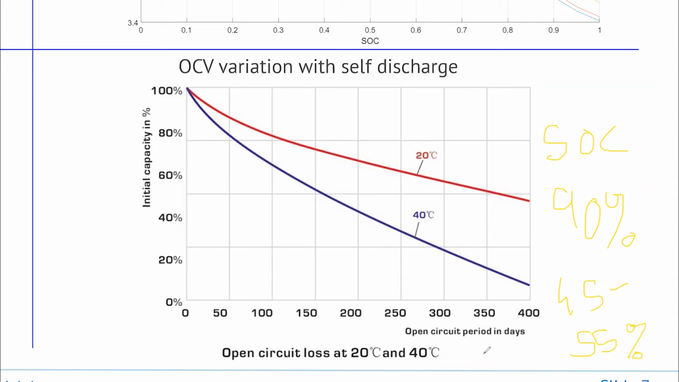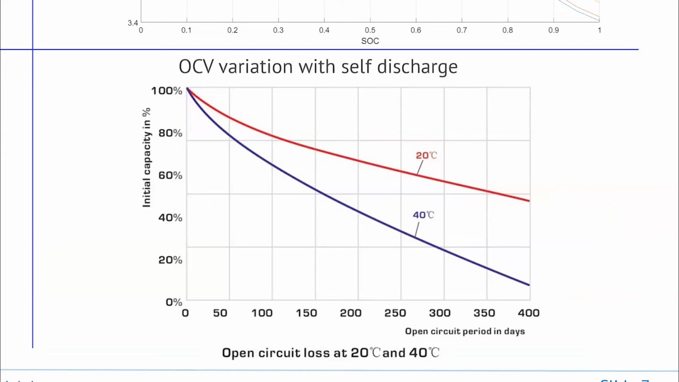And if I store at a temperature of less than 20 degrees, say around 15 degrees, then the rate at which the degradation happens is much lower. So you can expect the curve to come something like this, at 15 degrees Celsius with an SOC between 45 to 55. So this is another influencing factor on the OCV. In this case, it is irreversible loss. In some of the previous cases, to a certain extent you can expect the voltage to be recovered. But in this case, no matter what you do, it cannot be recovered. It is permanent damage, permanent loss.